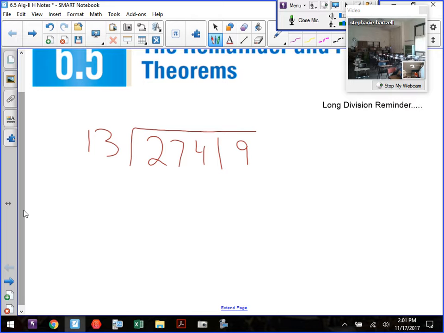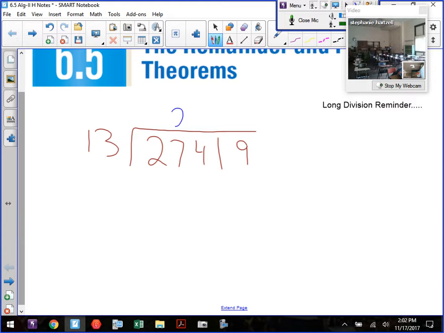All right, anyway, so this is a refresher course on what long division meant. The reason we bring it back up with polynomials is that there are certain things that occur with polynomials that we use long division to figure out. You're taking 27,419 divided by 13. So you ask yourself: does 13 go into 2? No. Does 13 go into 27? How many times? Twice.